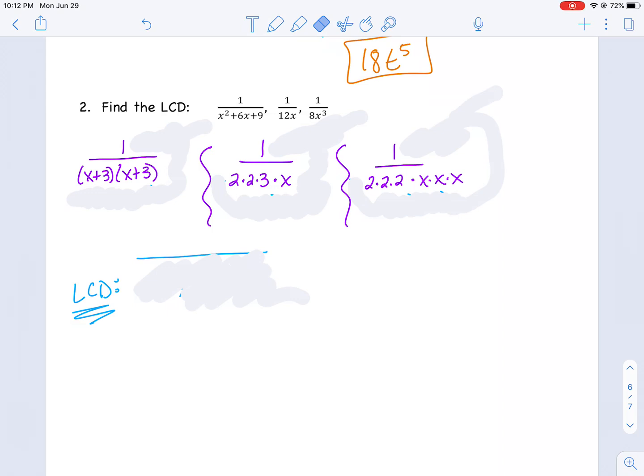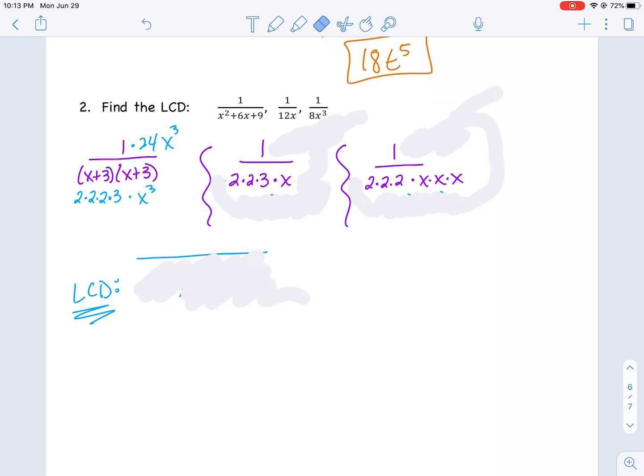And now everybody needs the same stuff. The first one has an x plus 3 and an x plus 3. But what else does it need that the other ones have? It looks like it needs three 2's, a 3, and an x cubed. If I do that to the bottom, I have to make sure that I multiply it to the top as well to keep my fraction balanced. So really I just multiplied by a 24x cubed.